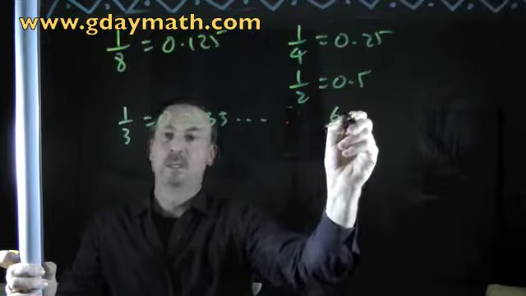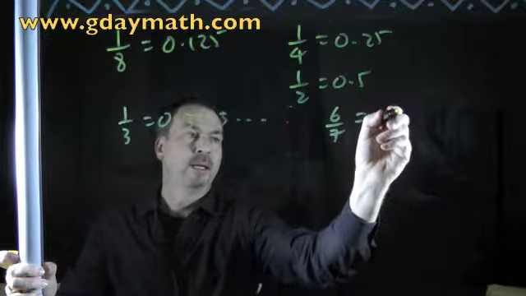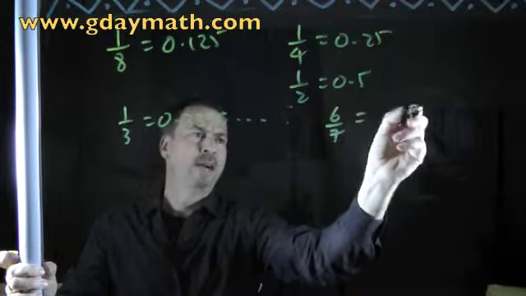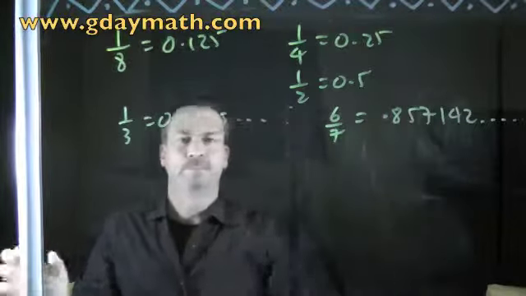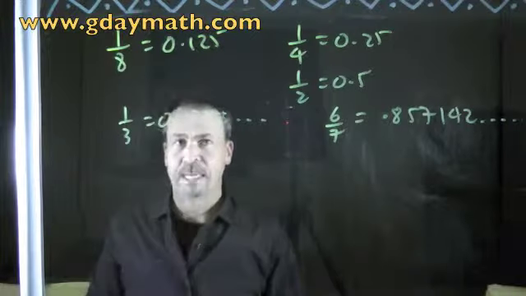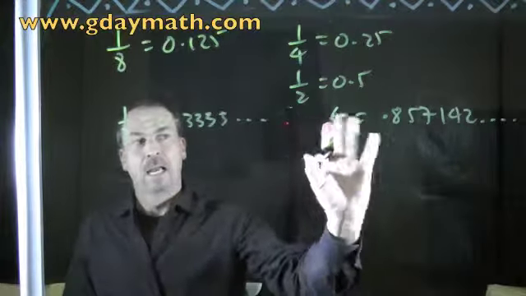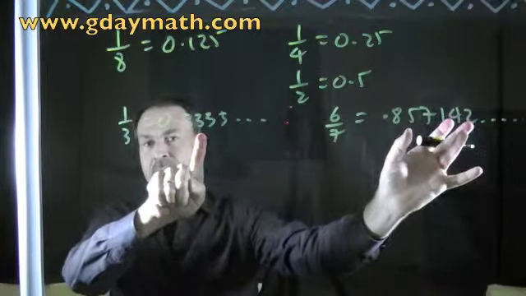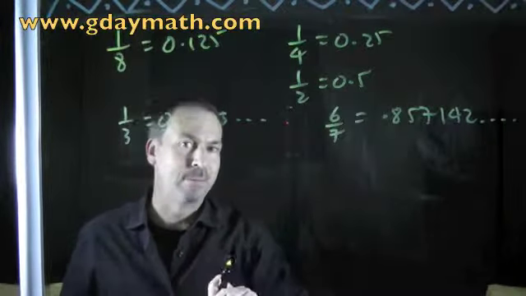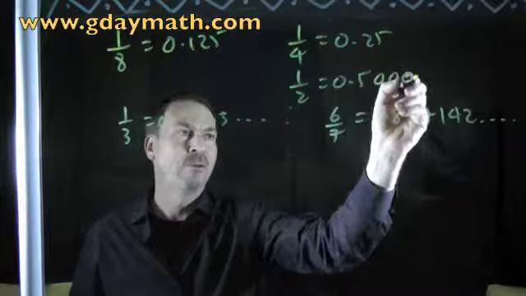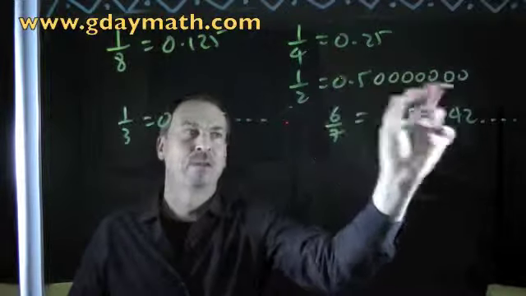And I think it was 6/7 we did in that lesson, which was 0.857142, repeating forever, forever, forever. All right, so that's interesting. In fact, these guys had repeating patterns, and I could even argue that something like 0.5, this half, is a repeating pattern. I could put zeros after, it's got a set of repeating zeros after the initial hiccup.